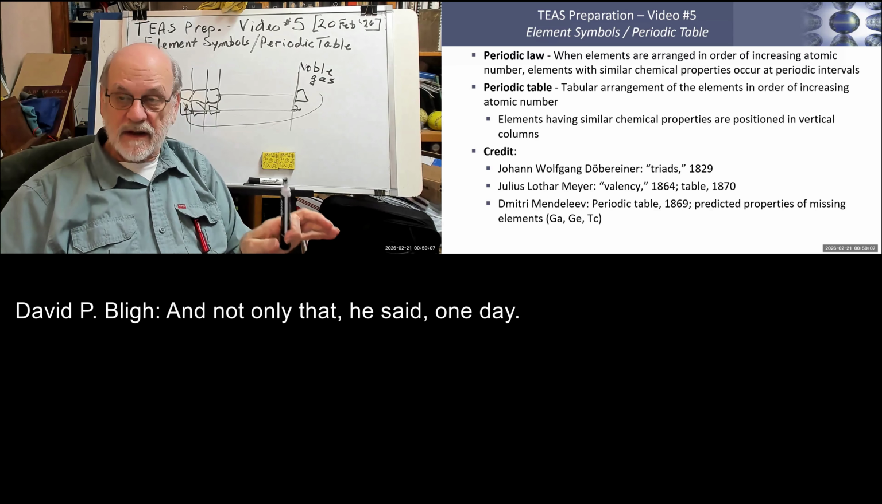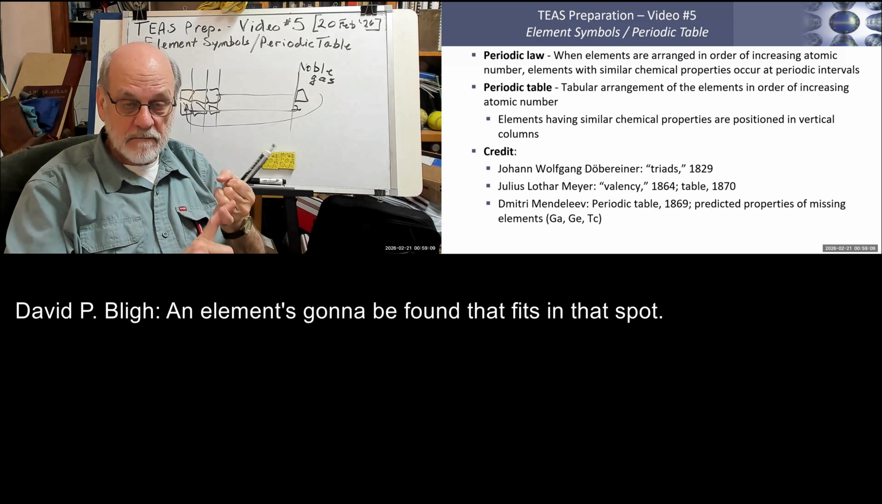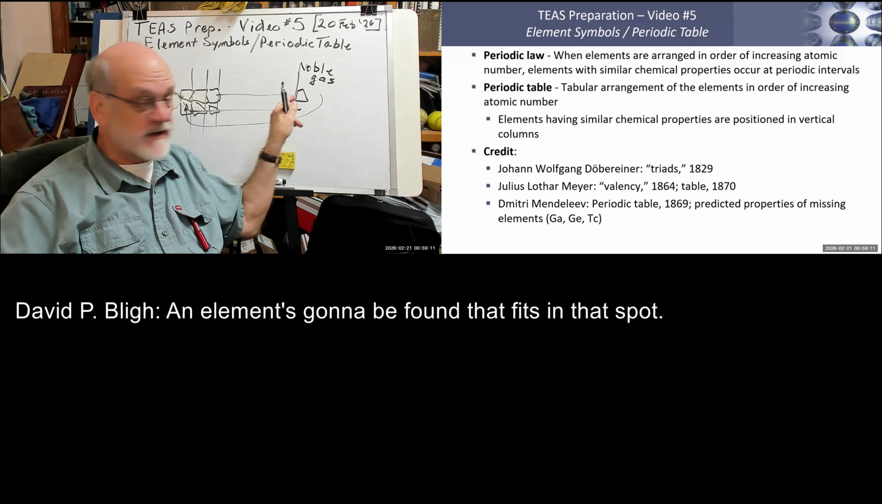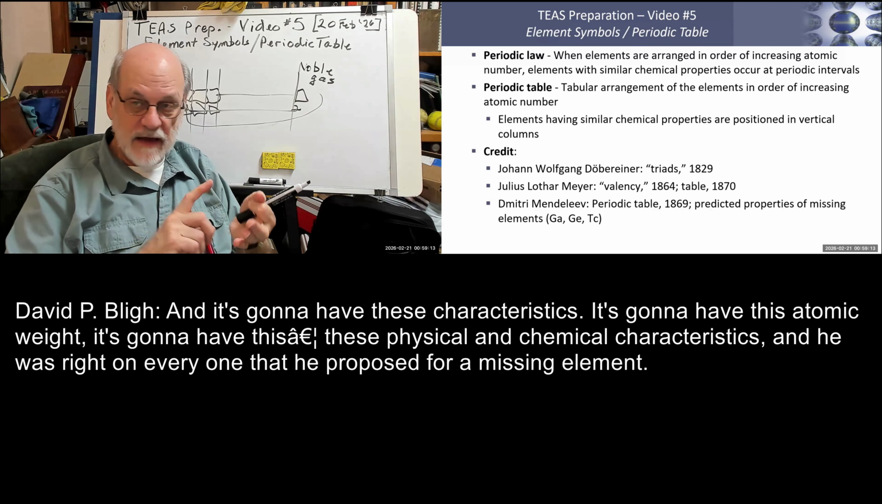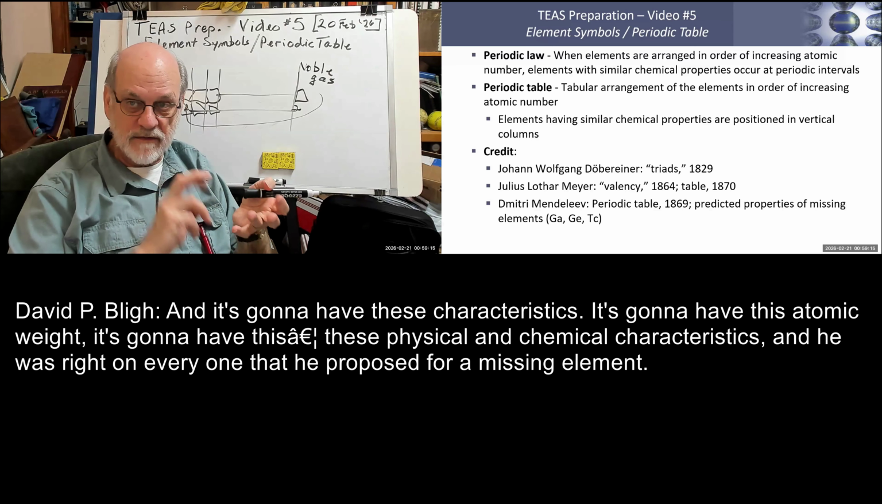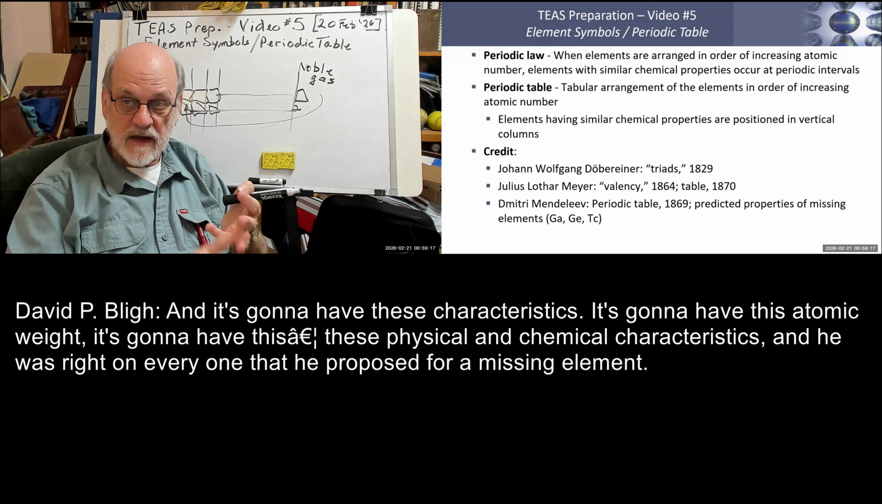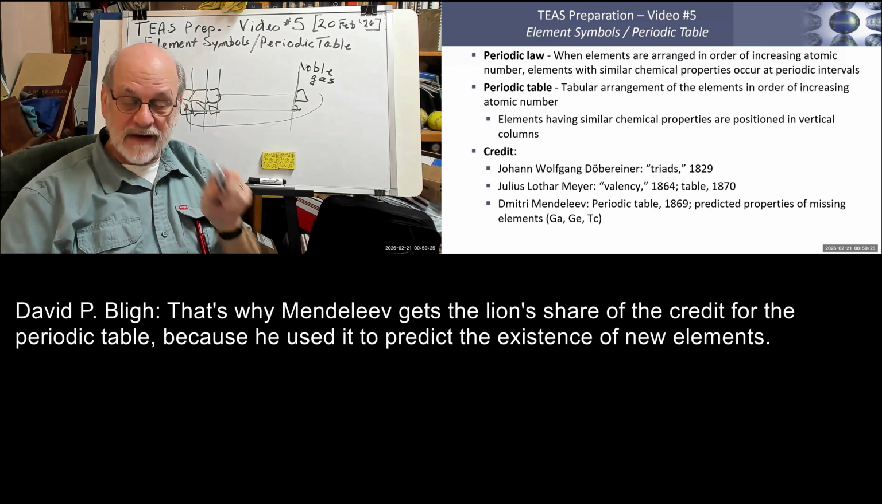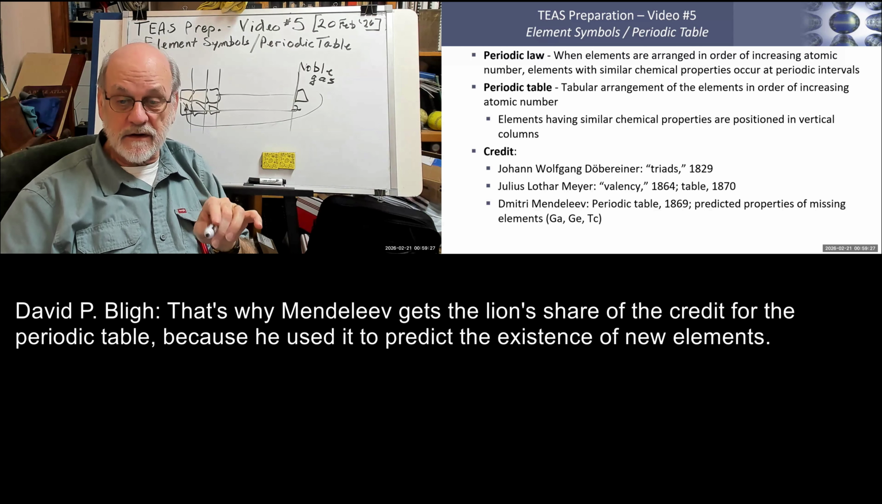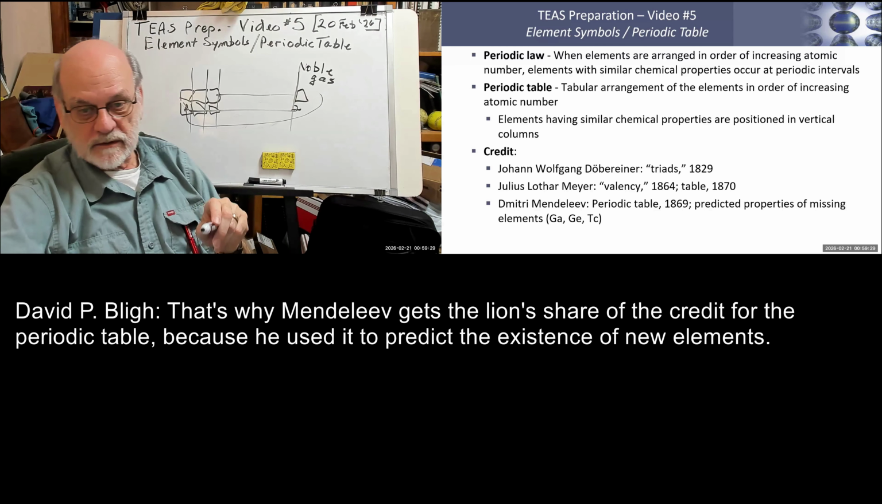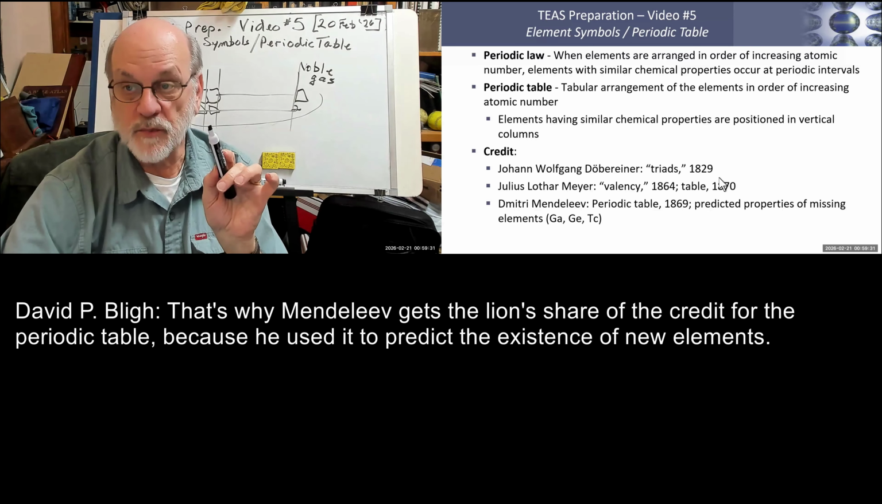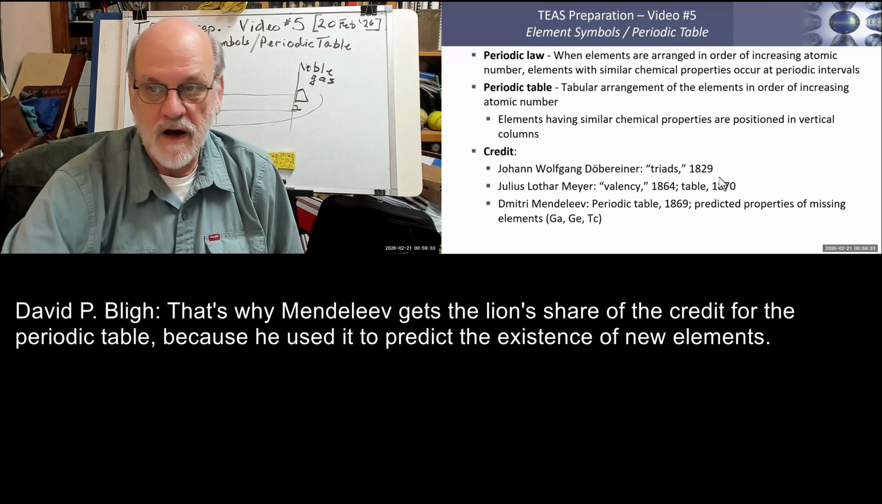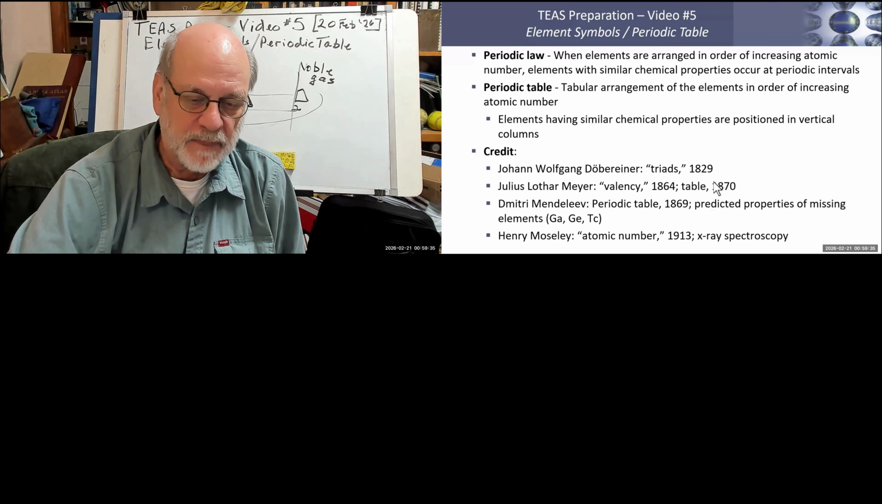And not only that, he said, one day an element's going to be found that fits in that spot, and it's going to have these characteristics. It's going to have this atomic weight. It's going to have these physical and chemical characteristics. And he was right on every one that he proposed for a missing element. That's why Mendeleev gets the lion's share of the credit for the periodic table, because he used it to predict the existence of new elements.